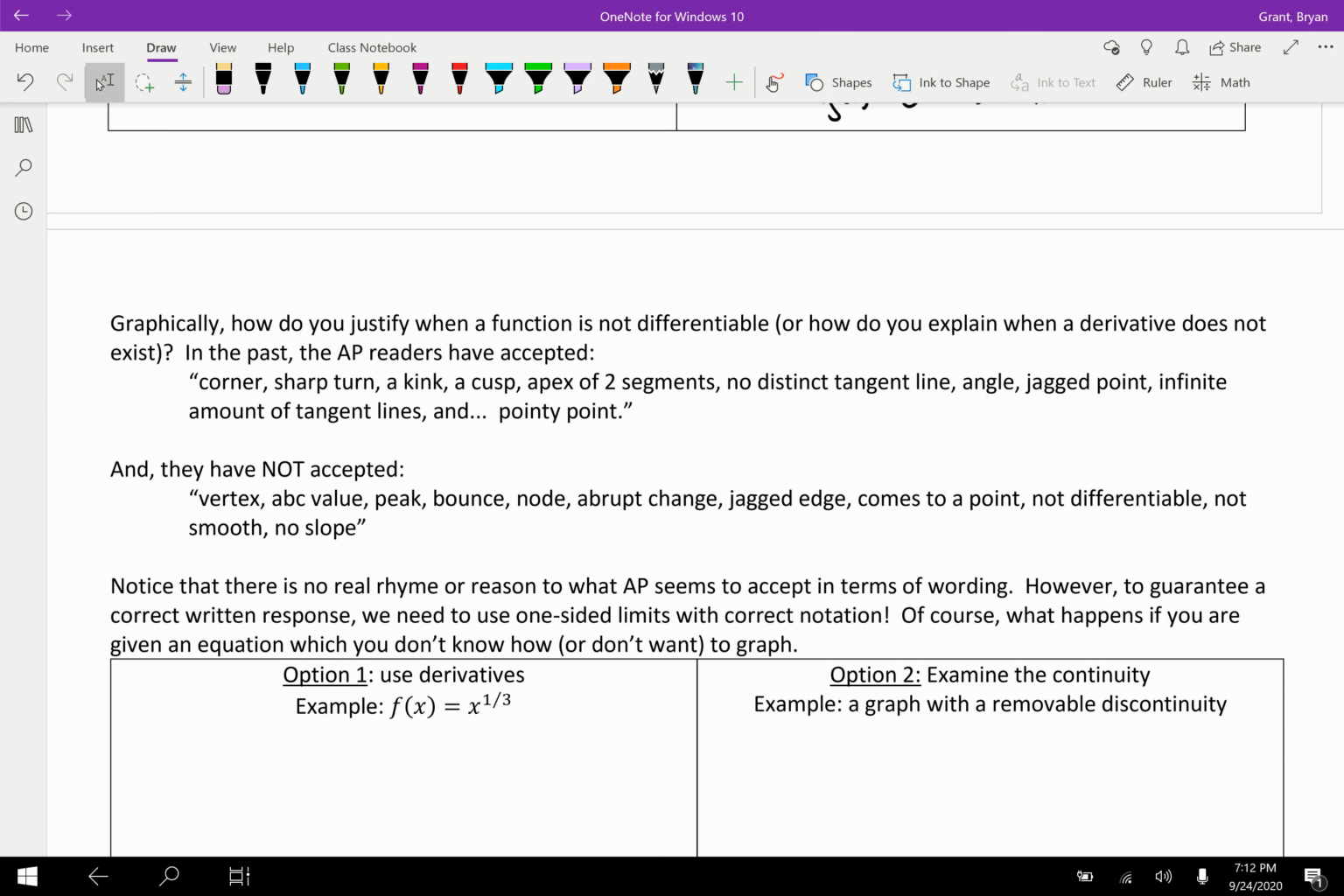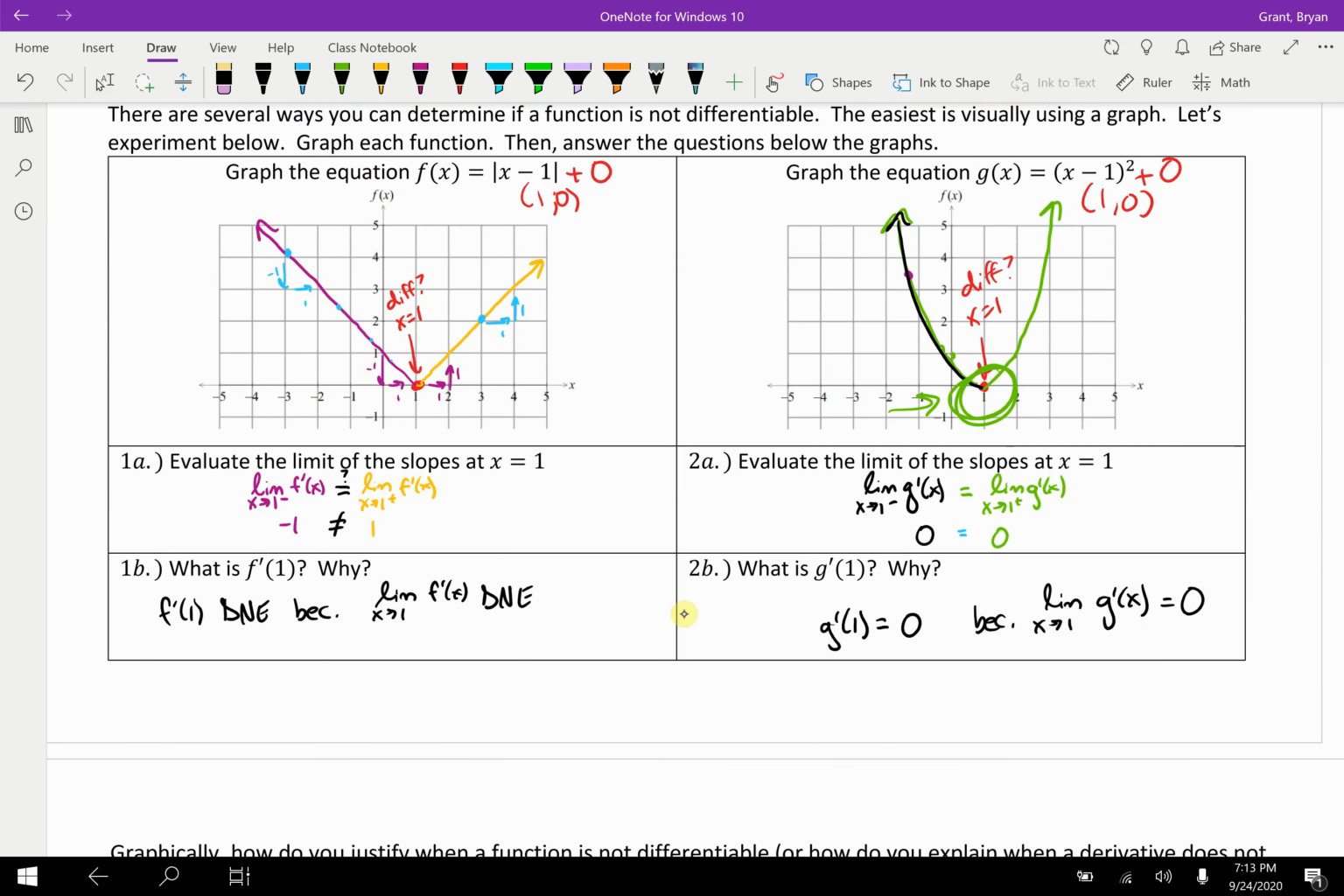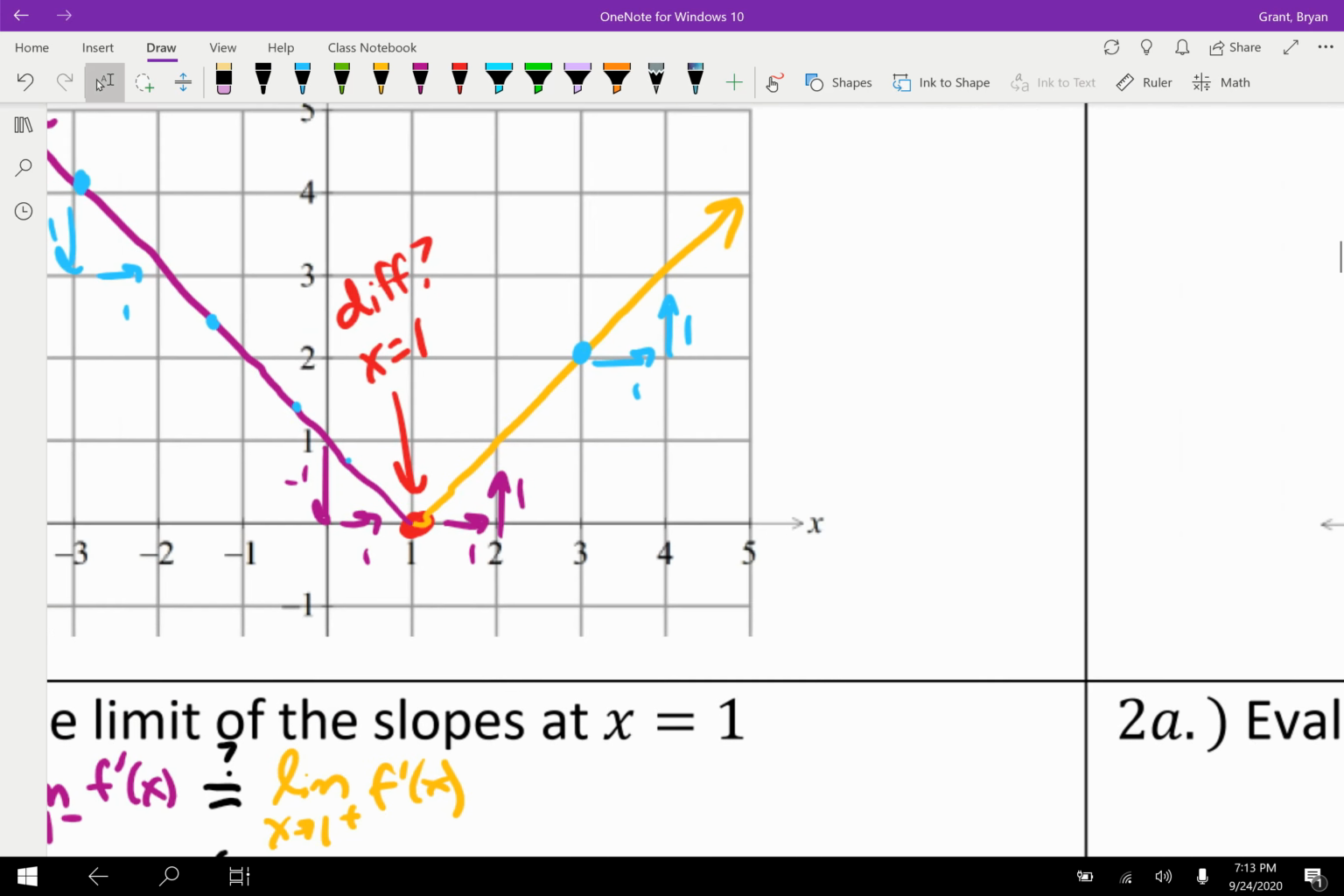So you can take a quick read through. I don't need to read all of them, but there's a couple good ones that stand out. I hear a cusp a lot for a sharp point. "No distinct tangent line," I think, is a really clever way. And again, we're trying to justify something being not differentiable. So we're talking about this absolute value. So what does it mean for there to not be a tangent line?